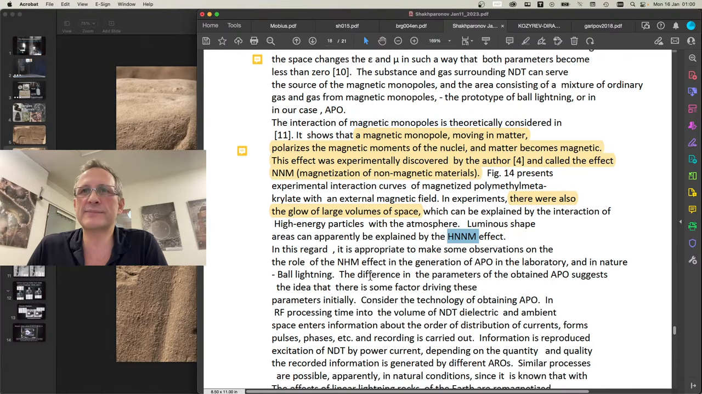In this regard, it is appropriate to make some observations on the role of this magnetization of non-magnetic materials effect and the generation of anomalous exotic vacuum objects in the laboratory and in nature, ball lightning. Right. Now, when I'm reading this, luminous shapes can be apparently explained by the magnetization effect in air. I would argue that this and, where is it? Okay.